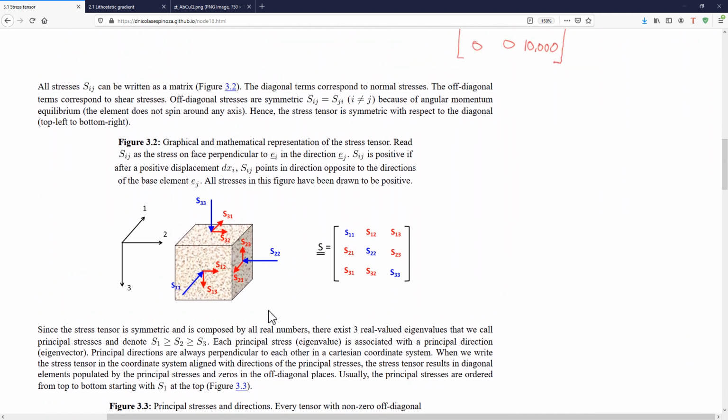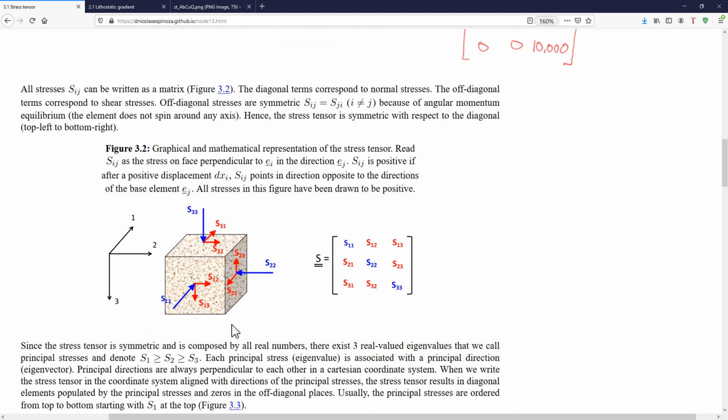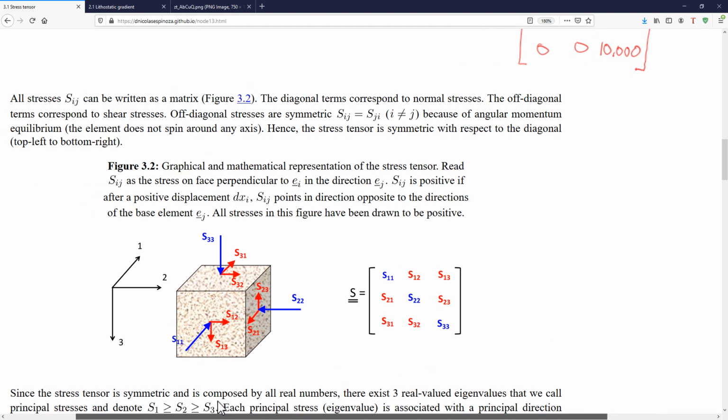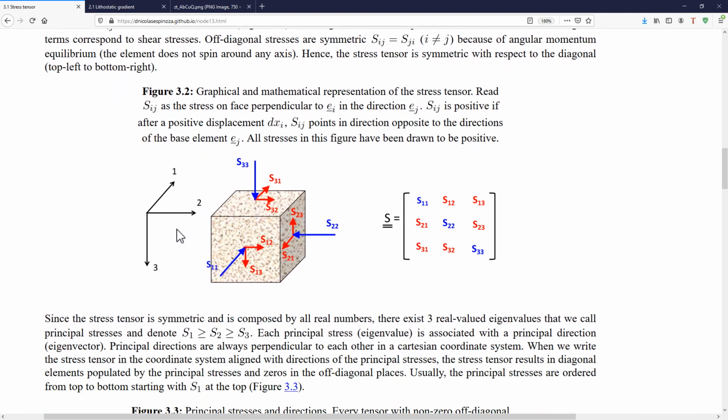All right, so let's see a more general representation of a stress tensor. And it looks more or less like this, where now we have this stress tensor, and it is drawn according to this coordinate system 1, 2, 3. Something very important to mention here is that we are always going to use a right-handed coordinate system. And this coordinate system in 3 dimensions, when it follows the right-hand rule, your index finger is going to be element number 1, your middle finger is going to be element number 2, and your thumb is going to be element number 3.